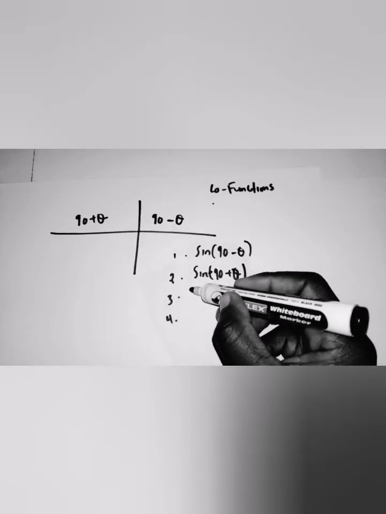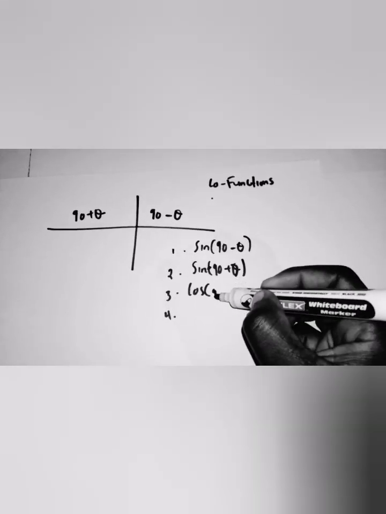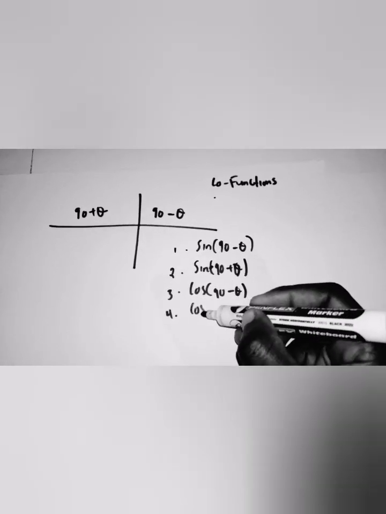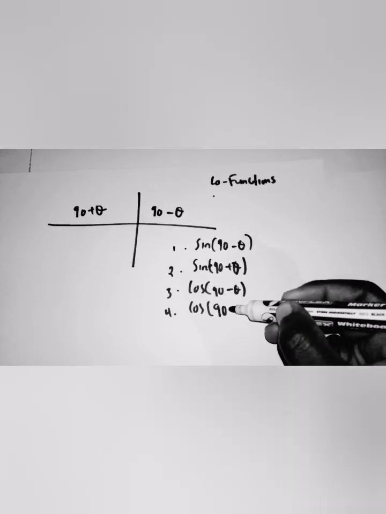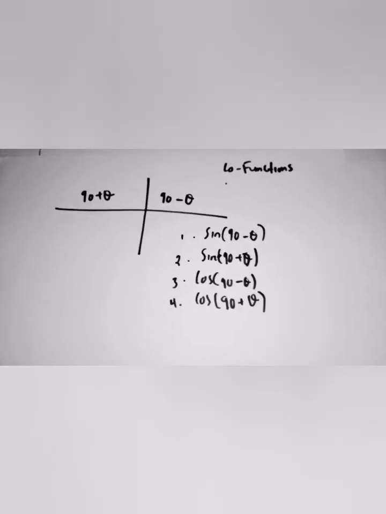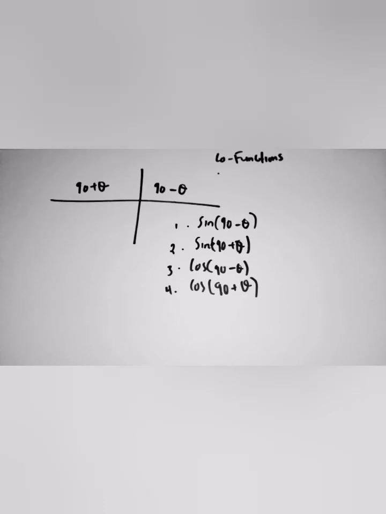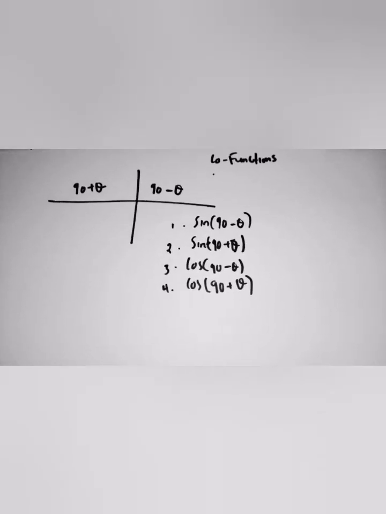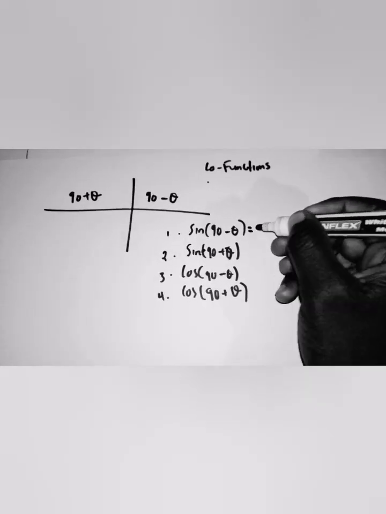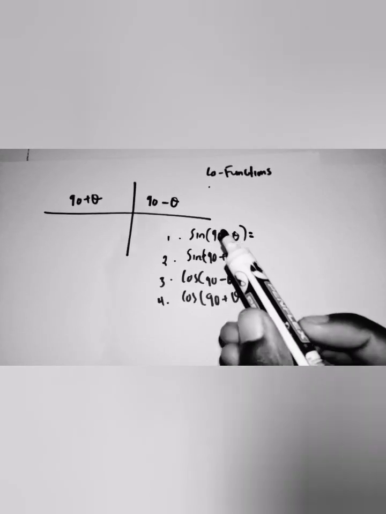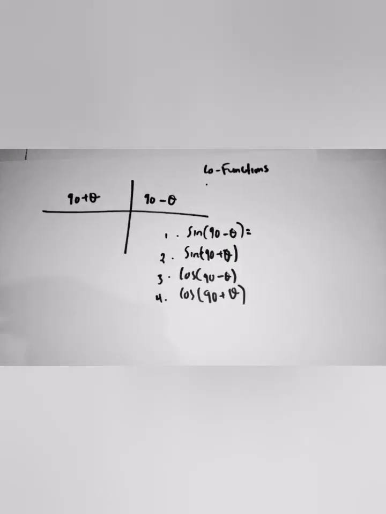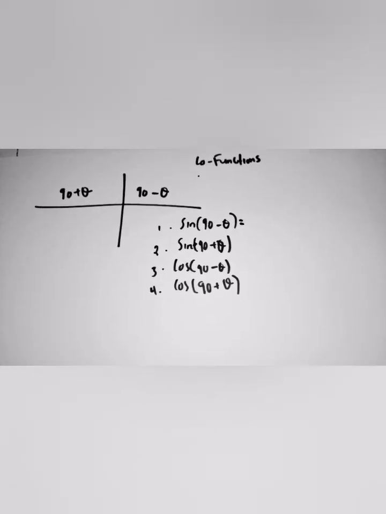and we have cos 90 minus, then cos 90 plus. We don't have tan 90 minus or tan 90 plus, so let's focus on these four. All right, now when we have the cofunctions, since we have sine here, what you must understand is that the cofunctions change.